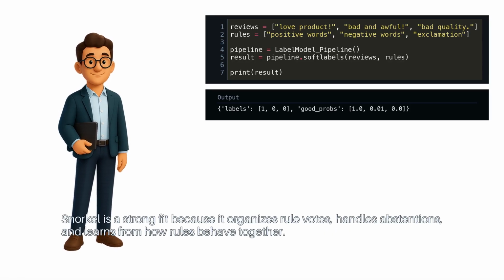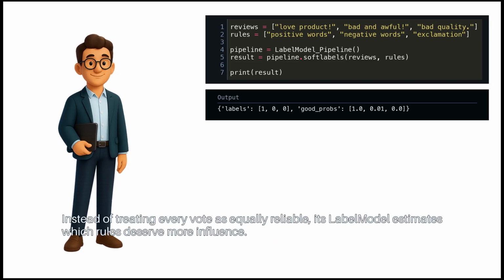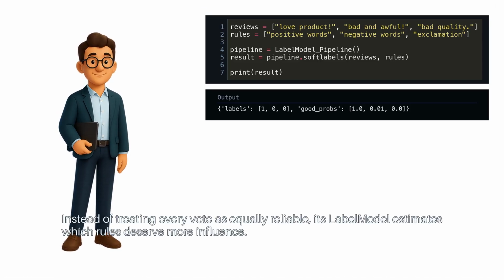Snorkel is a strong fit because it organizes rule votes, handles abstentions, and learns from how rules behave together. Instead of treating every vote as equally reliable, its label model estimates which rules deserve more influence.